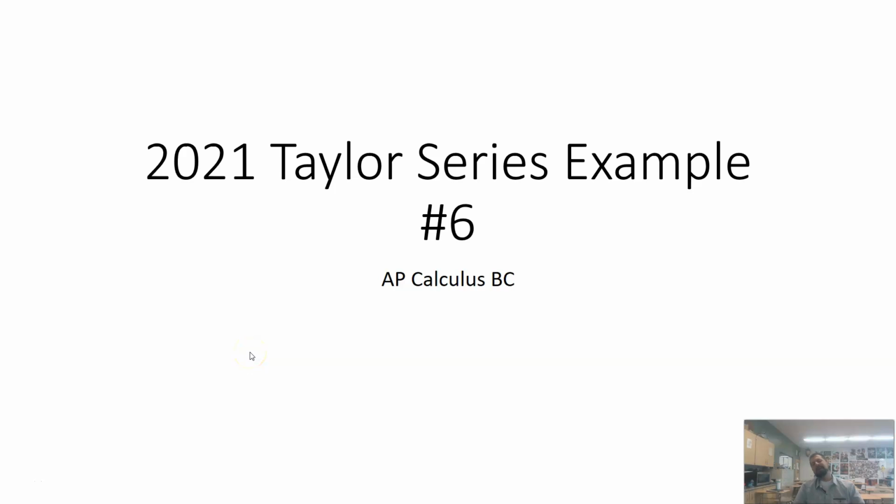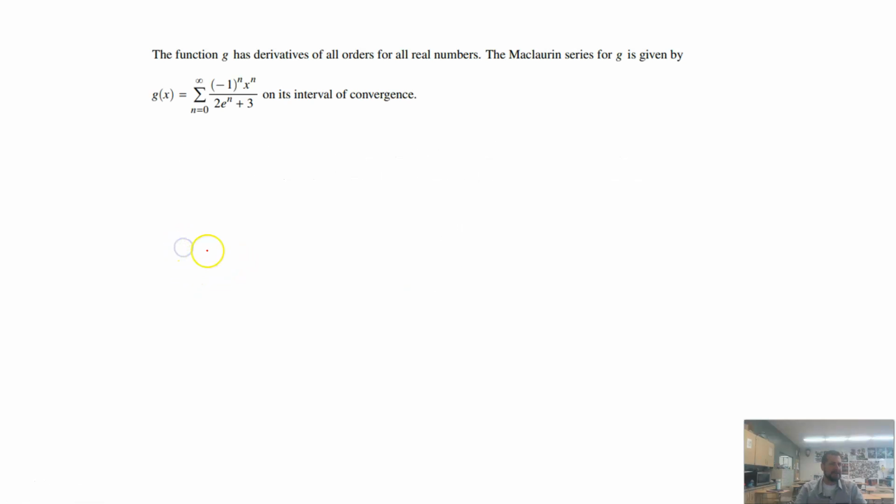Okay, so what we're looking at here is number 6 from the 2021 BC exam. It's a Taylor series, as it normally is for number 6. There's some slightly different things in this problem and some things that we've seen before, so let's just jump right in. So we've got a function f has derivatives of all orders for all real numbers.